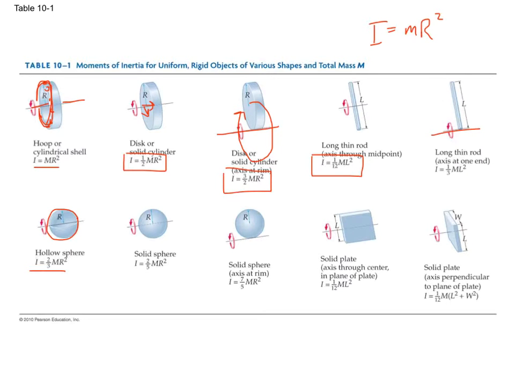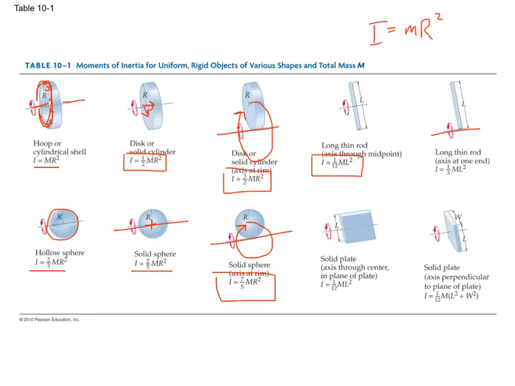If you've got a solid sphere, it's going to be less. 2/5 mr squared is going to be our calculation for moment of inertia for a solid sphere. By the way, that's if the axis of rotation is assumed to be in the middle. What if you have a solid sphere and the axis of rotation is at the edge? It's going to be 7/5 mr squared, so that all this mass right here is kind of being rotated around that axis of rotation. So it's going to be a higher moment of inertia.